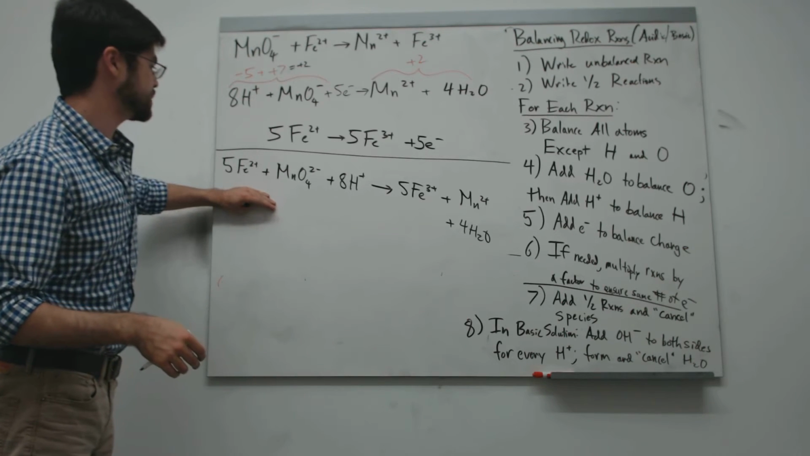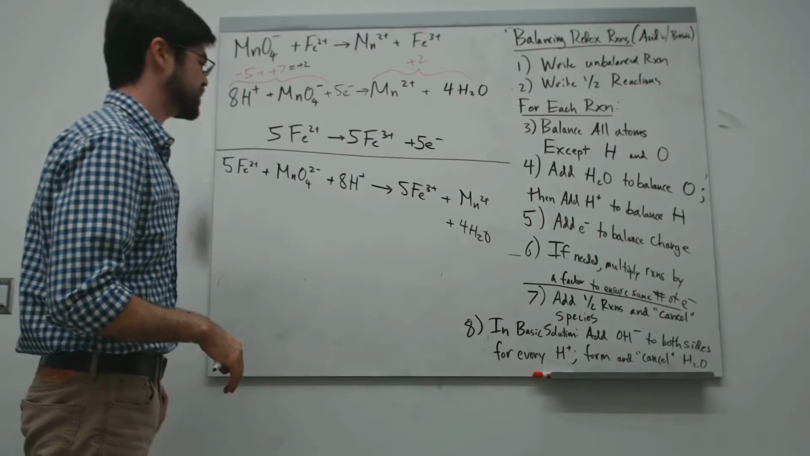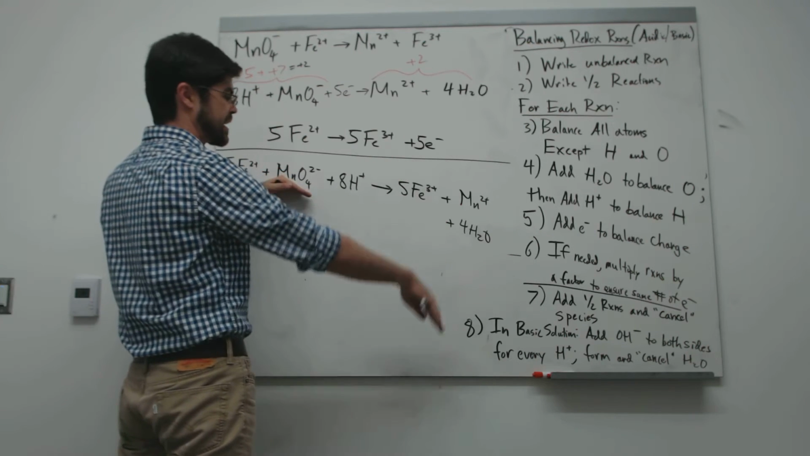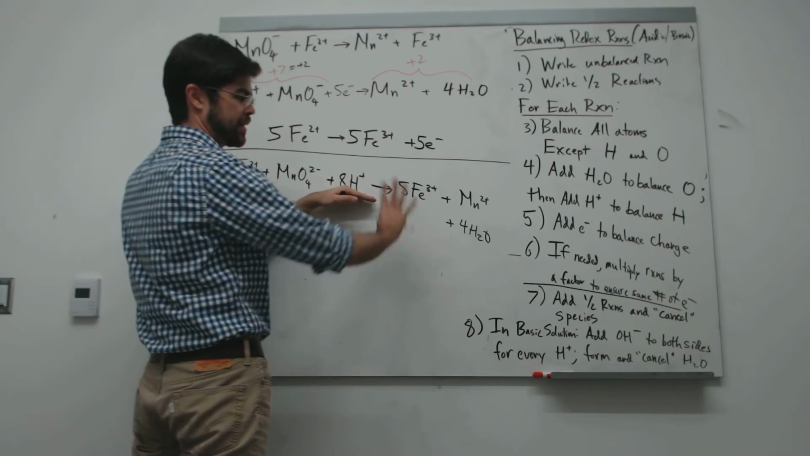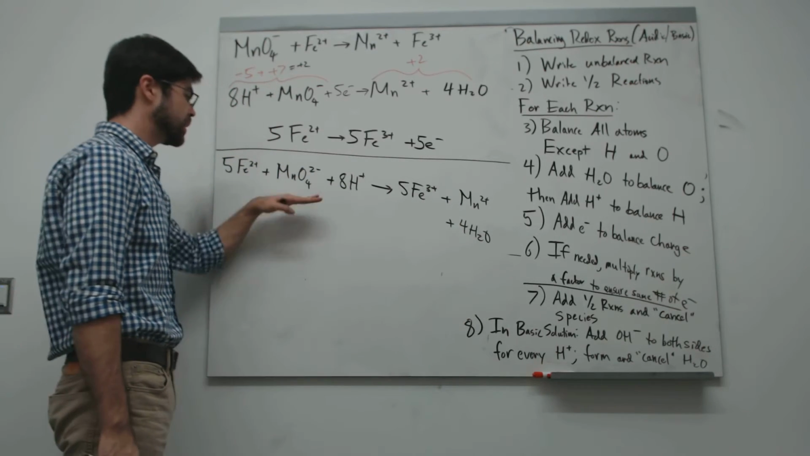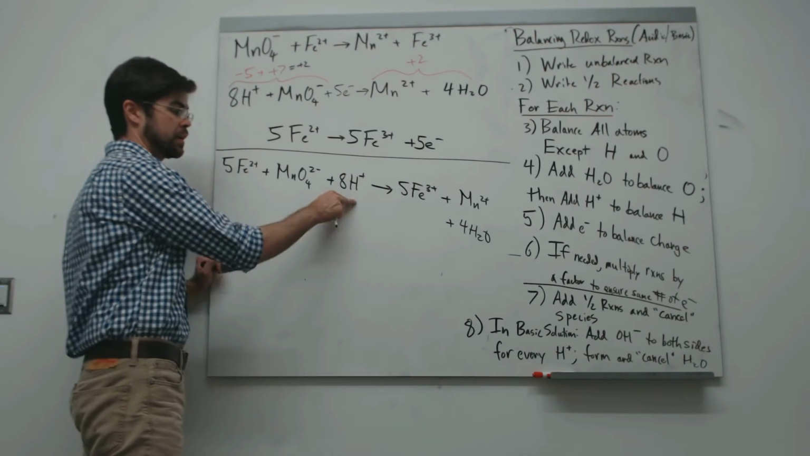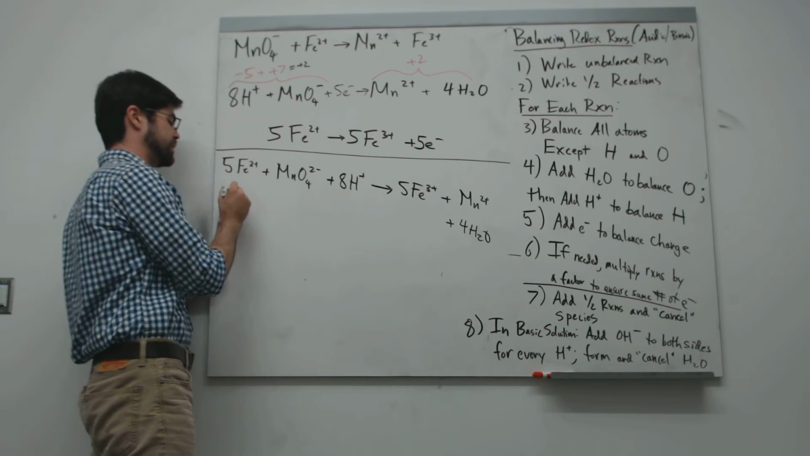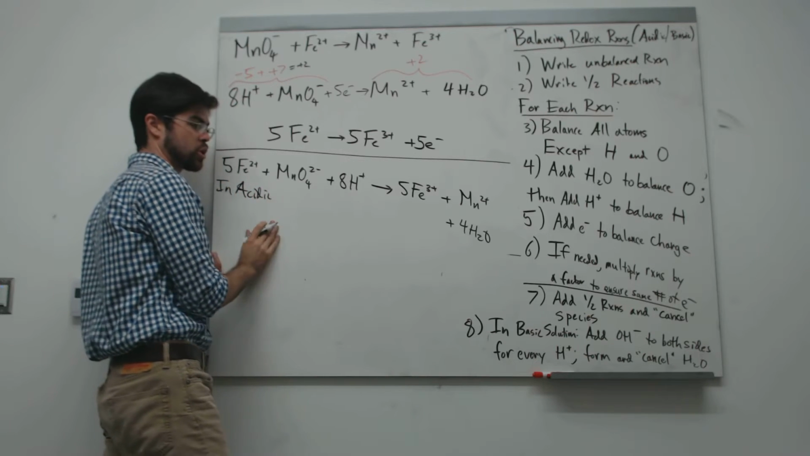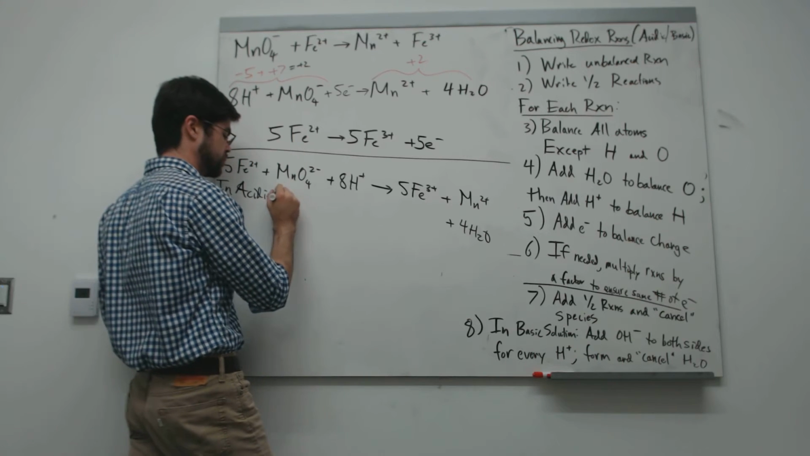So I need to cancel any species that appear on both sides. Iron 2 plus, it's not over there. Permanganate, it's not over there. Hydrogen plus ions, not over there. Alright, so that last step is unnecessary. I don't need to cancel anything. Alright, this is the reaction that you would have if it were in acidic conditions. And so we would be done if I was just trying to balance this redox reaction in acidic solution.